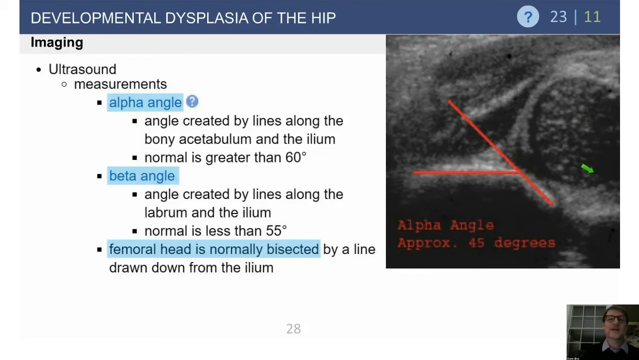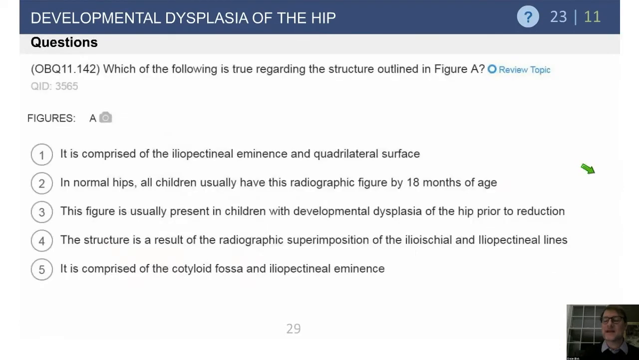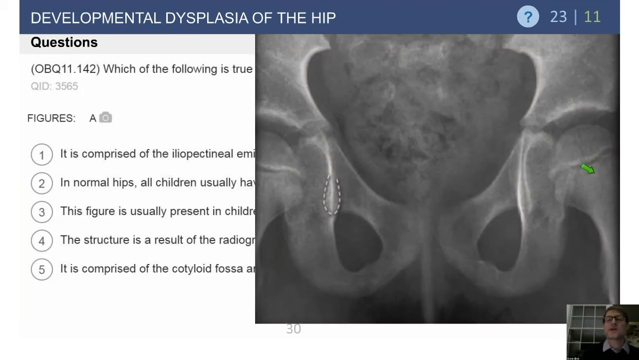So it's an angle created by lines of the lateral ilium and the superior aspect of the acetabulum. And you want the femoral head to be bisected by this line of the lateral ilium. So here's another question. Which of the following is true regarding the structure?